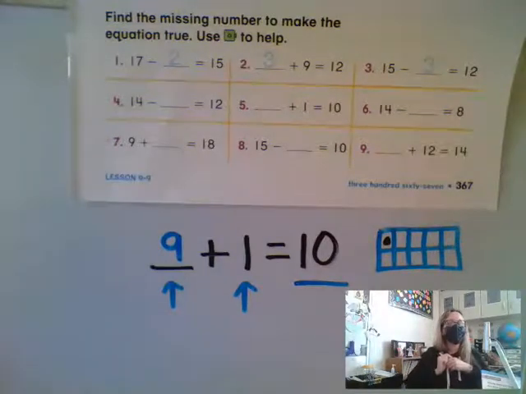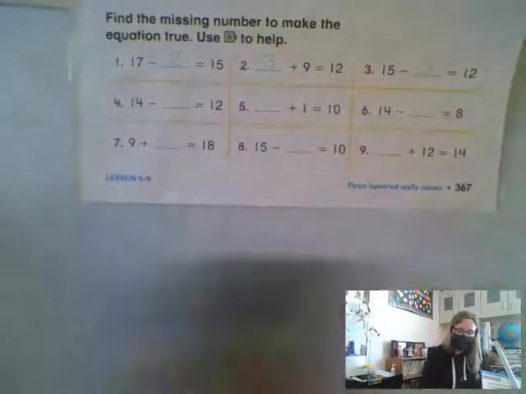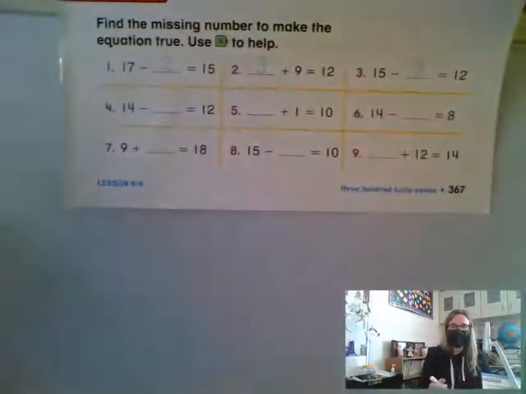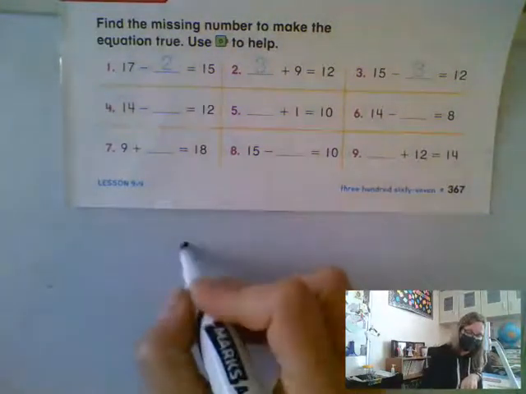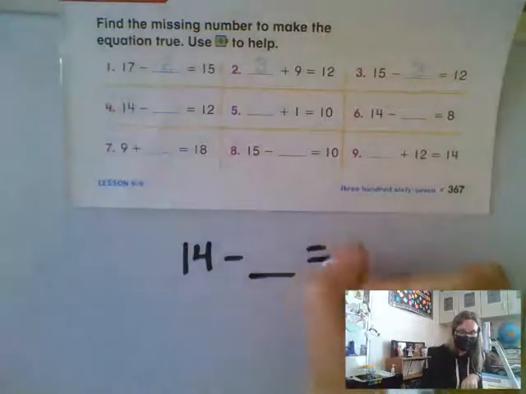So make sure you fill in a 9 in your book. You want to do the next one? All right. The next one is number 6. Go ahead, Blake, and tell us what number 6 says. 14 take away blank equals 8.